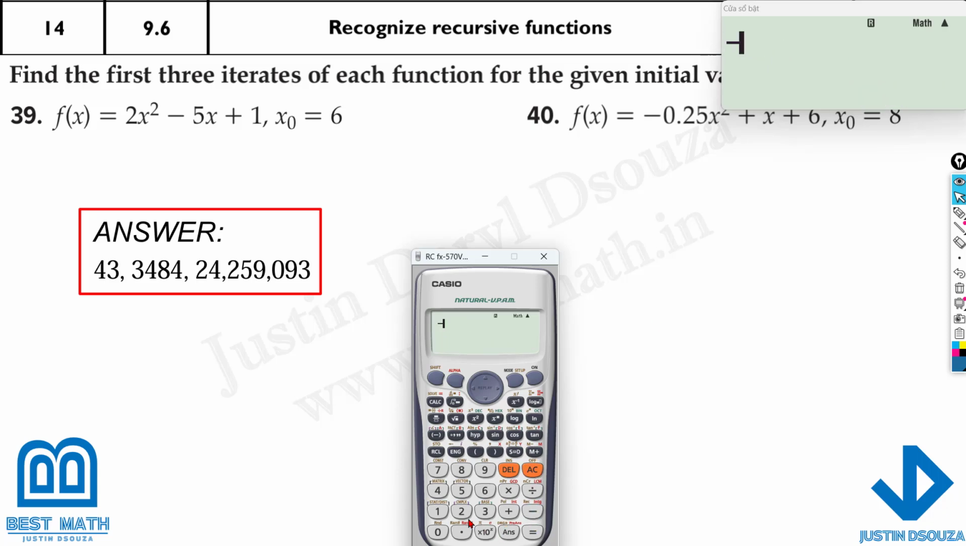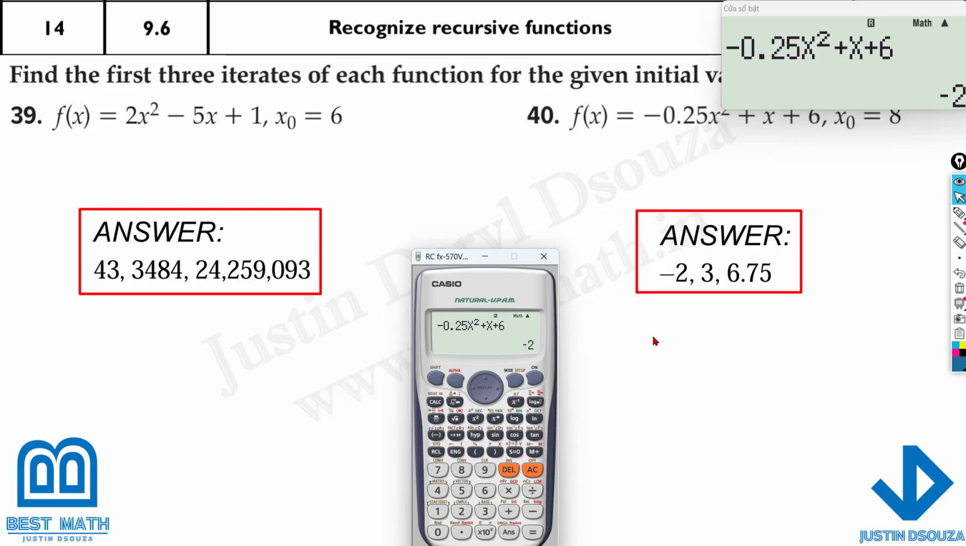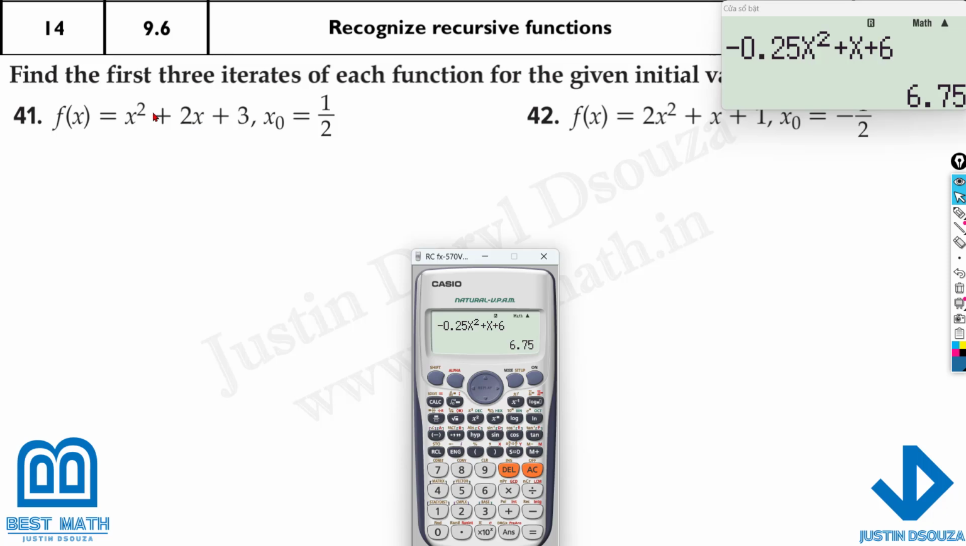What about this one here? Minus, let me clear it off, minus 0.25 x squared plus x plus 6. Calculate at the initial value of 8, and it should be minus 2. And then calculate it at minus 2. It is 3. Calculated at 3, it's 6.75.